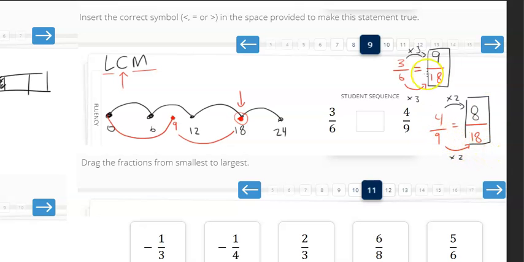Well, in this case, the 9/18 is greater because having 9/18 is better than having 8/18 of something, depending on what the context is. I always think of chocolate. So 3/6, because 3/6 is the same as 9/18, is the greater one, so the alligator is eating the greater one. So you will read this as 3/6 is greater than 4/9.